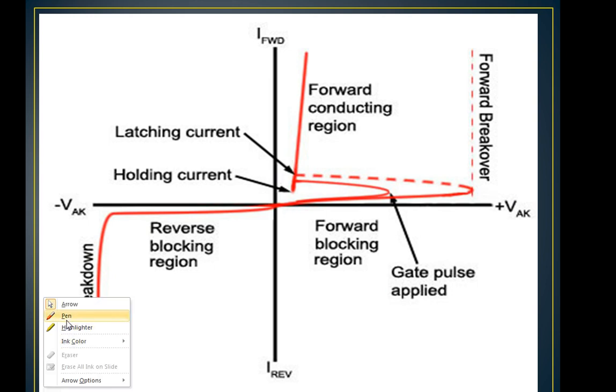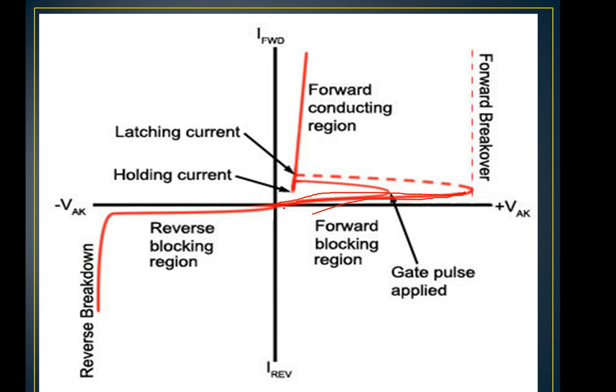If you observe the VI characteristics, a small leakage current flows in the junction. This curve will represent the small leakage current. So this is the forward blocking region curve.